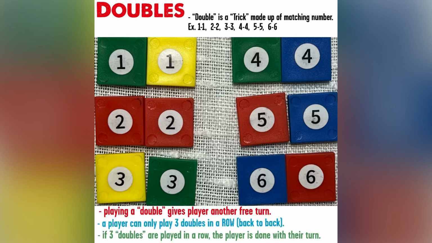Playing a double gives a player another free turn. If 3 doubles are played in a row, the player is done with their turn. For example, if I play a 2-2 followed by a 4-4 followed by a 6-6, although I've ended with a double, I've played my 3 in a row, and now I'm done with my turn.